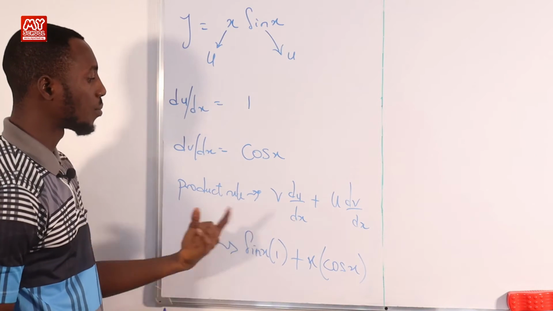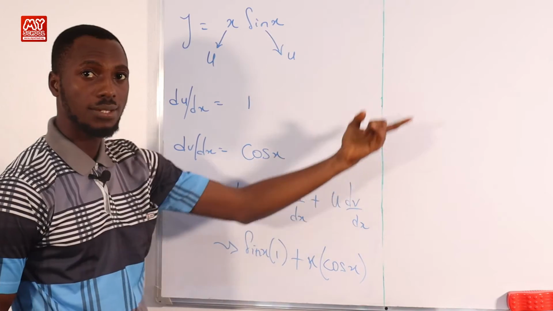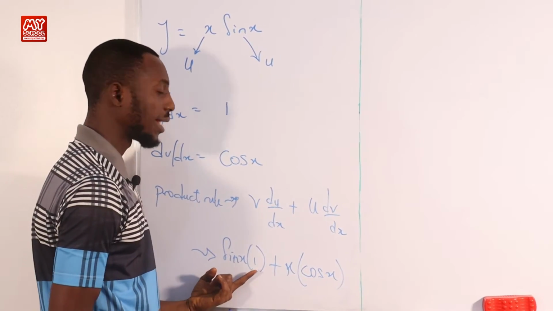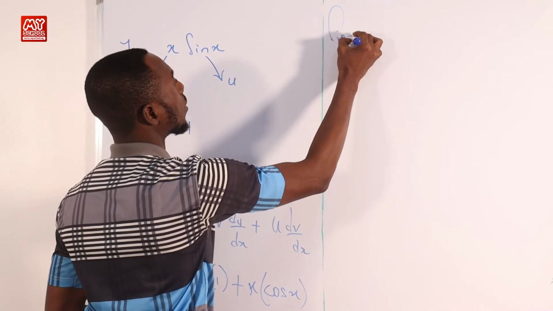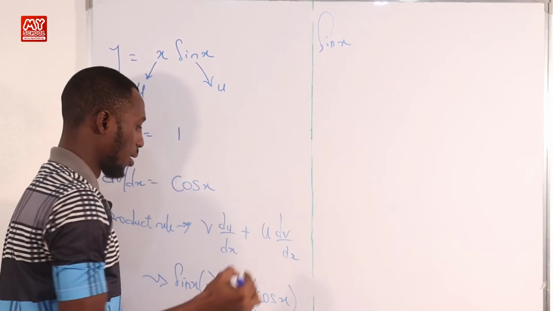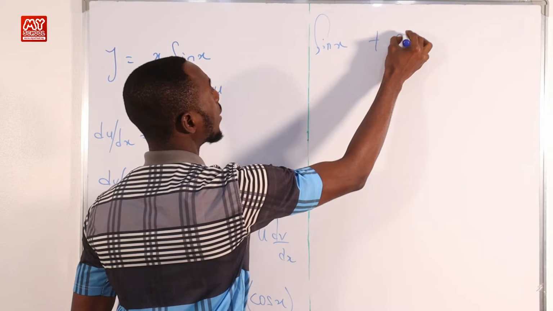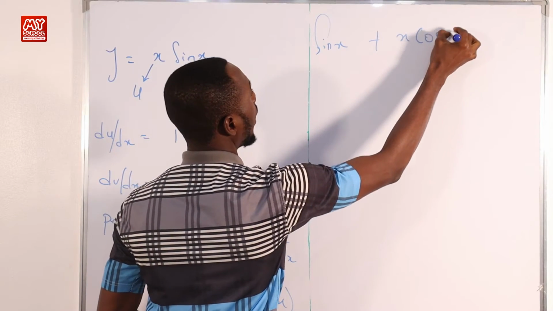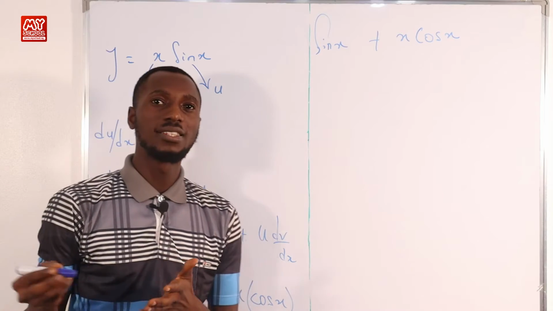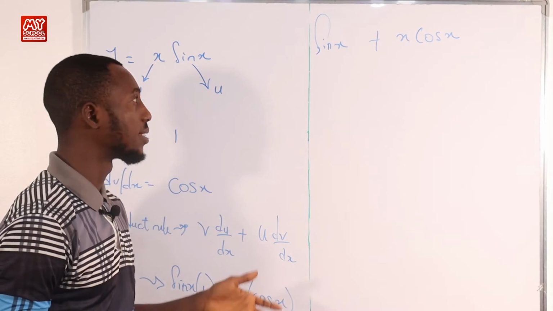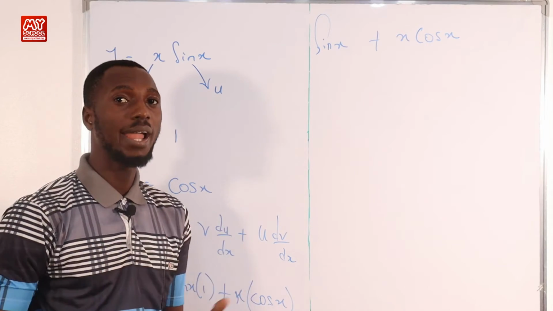Very well. So when we expand, let's just move up here. We have sine x times 1, that gives you sine x, plus x cos x. So the question says that when x equals pi over 2, anywhere we see x, we put pi over 2.